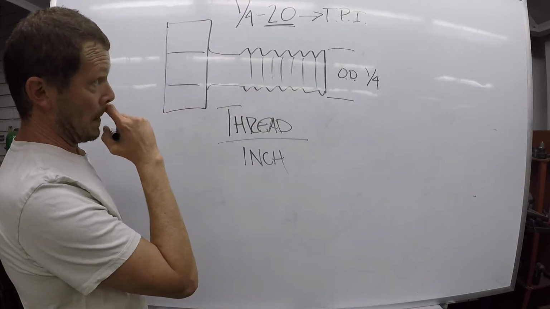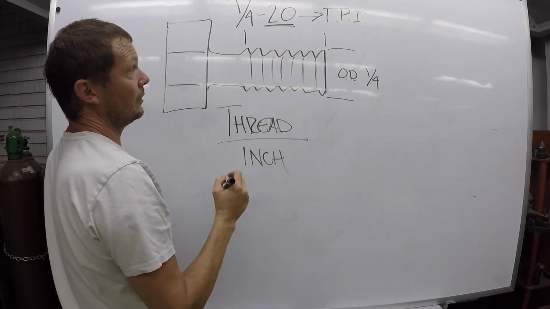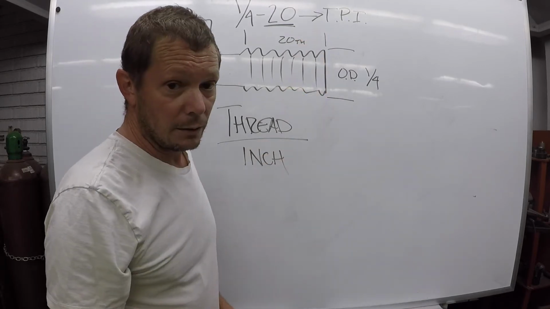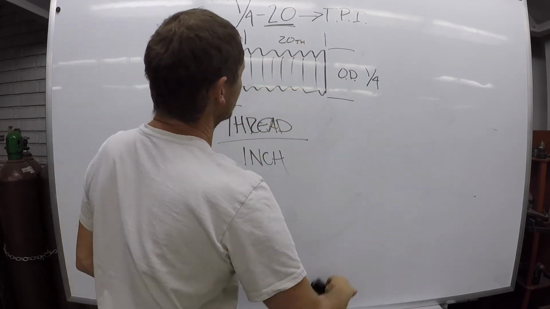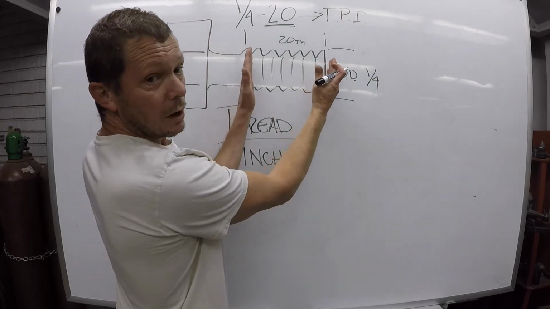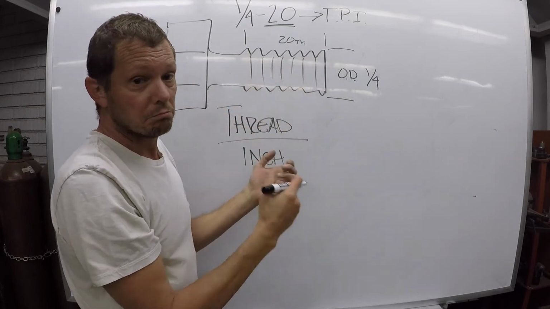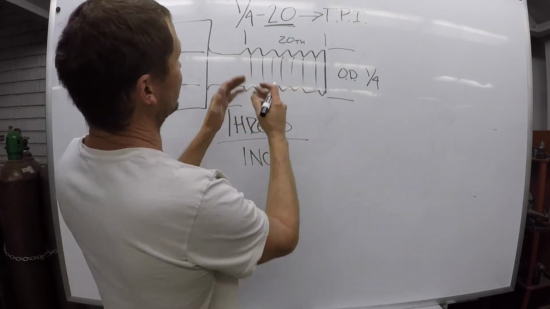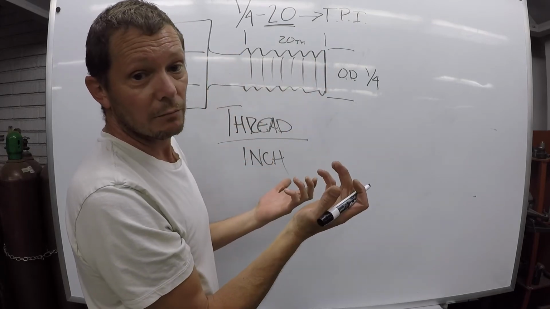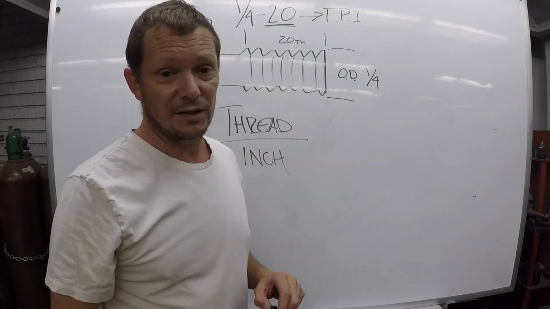That means that over the course of, say, 1 inch, there's going to be 20 threads. It doesn't mean that it has to be 1 inch. This could be a 1/2 inch, all right? And if it was a 1/2 inch, along that 1/2 inch there'd be 10 threads there. If it was just a 1/4 inch, there would be 5 threads there, okay? It's 20 threads per inch, and that is the designator.